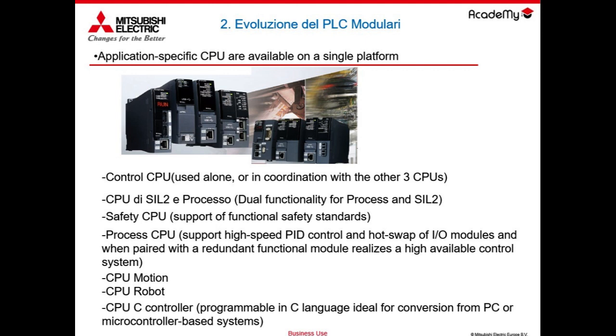CPU robot, therefore, for the control of industrial robots. Also in this case, up to 3 units of robot control on a single rack. C controller CPU, which is in fact a multi-core controller based on an ARM processor with a pre-installed operating system, and which supports the execution in real time of programs developed in C language, thus providing a stable and deterministic alternative to PC-based systems.